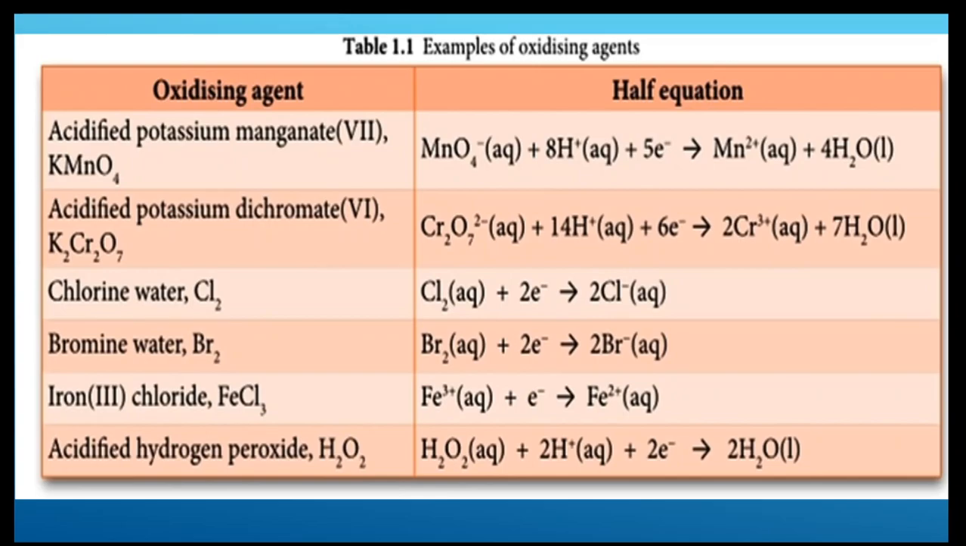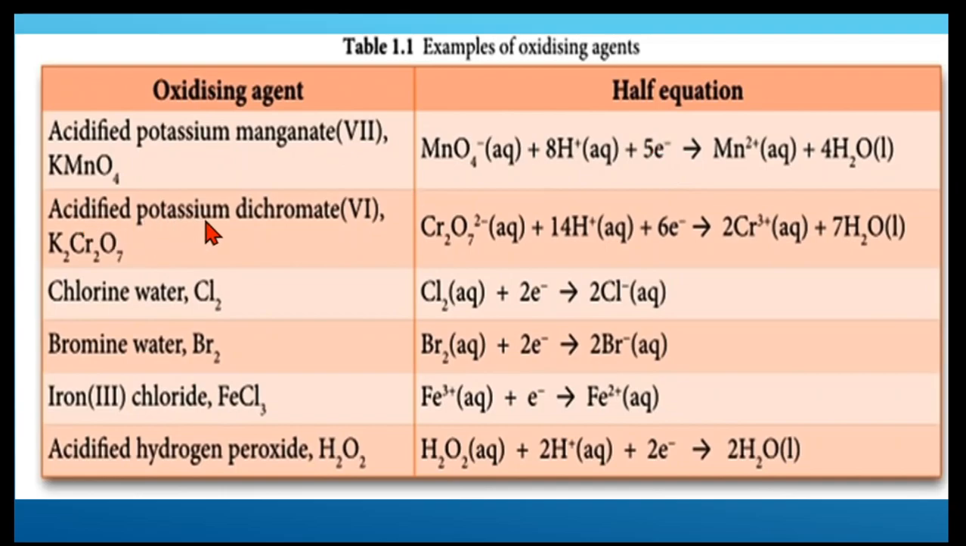So, these are some examples of oxidizing agent. The first one is acidified potassium manganate 7, KMnO4. This is the half equations of this oxidizing agent. Oxidizing agent undergo reduction. Maksudnya dia gain electron. Okay, so ngam lah dia gain electron.